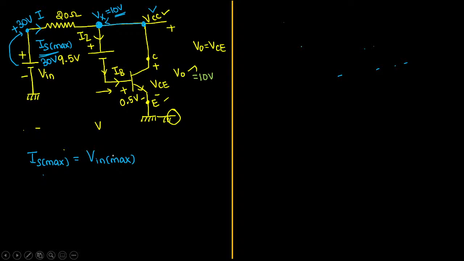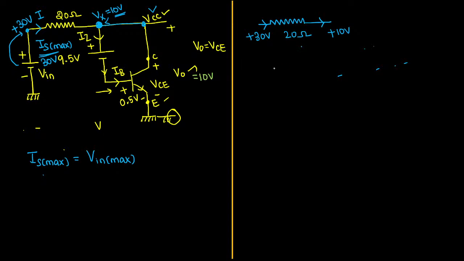Current always flows from higher potential point to lower potential point. If you keep your attention only on the 20 ohm resistor, just observe it. We have a 20 ohm resistor from the input side. On one side we have 30 volts, and on the other side we have 10 volts. So current will be directed from higher potential point to lower potential point.